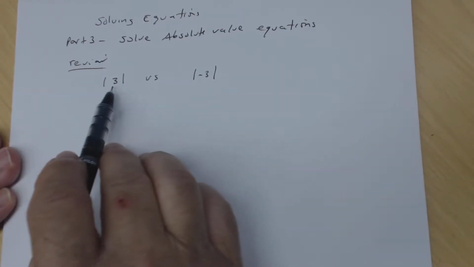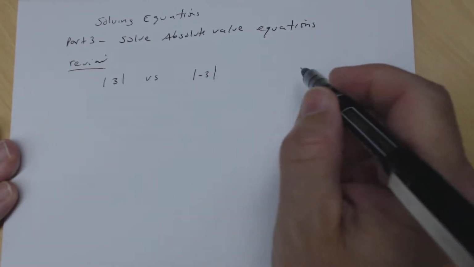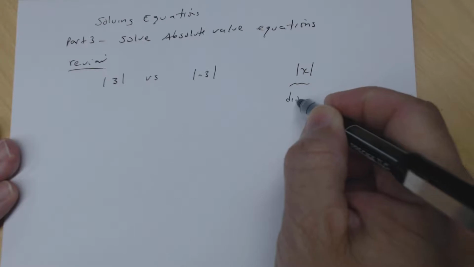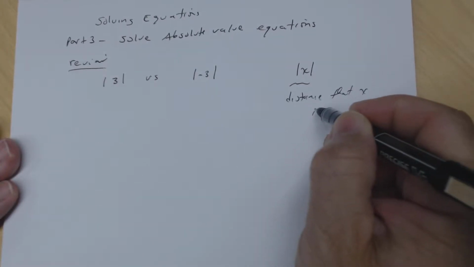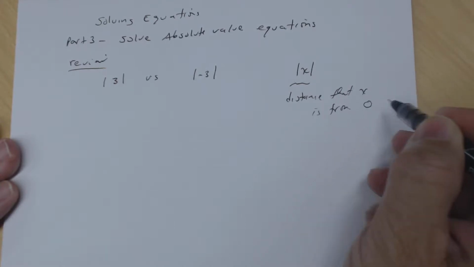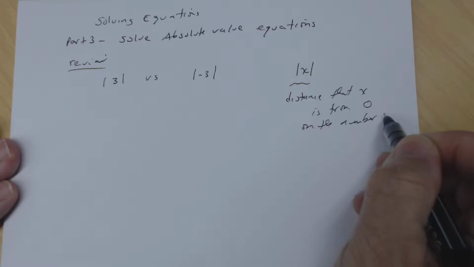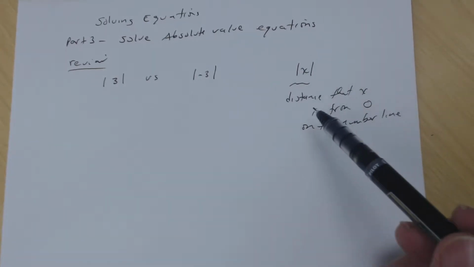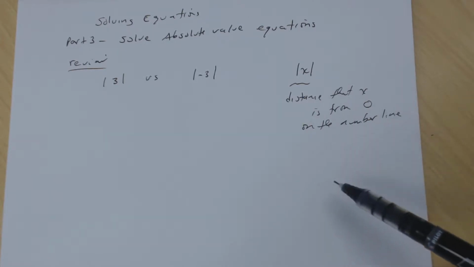Okay, so the absolute value of 3, if you recall, when you first talked about absolute value, the absolute value of x represents the distance that x is from 0 on the number line. So that's what the absolute value of x means. The absolute value of x indicates the distance that a number is from 0 on the number line.